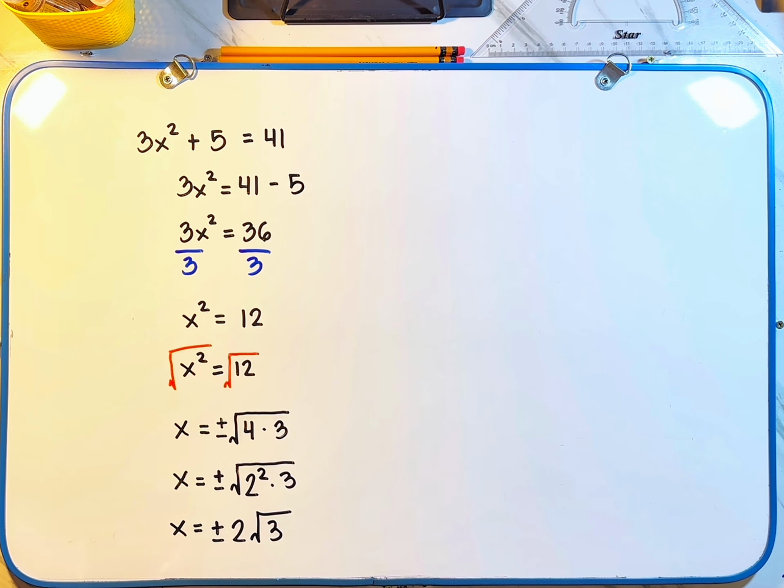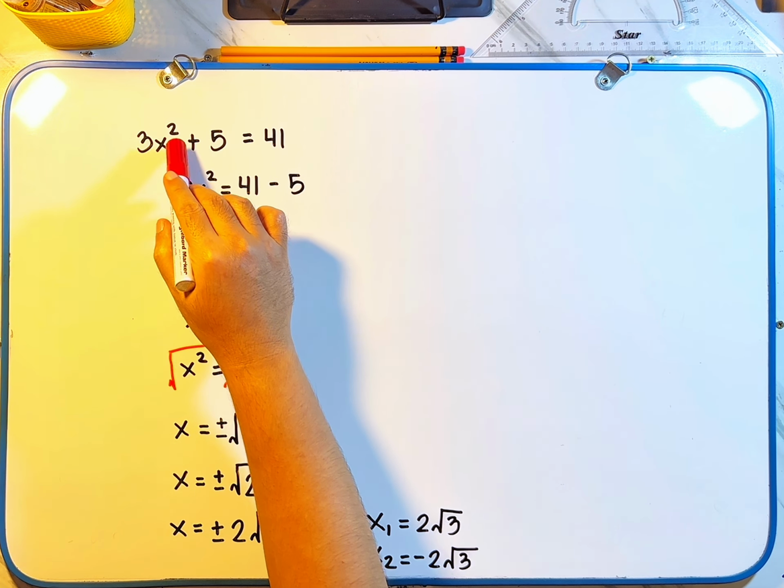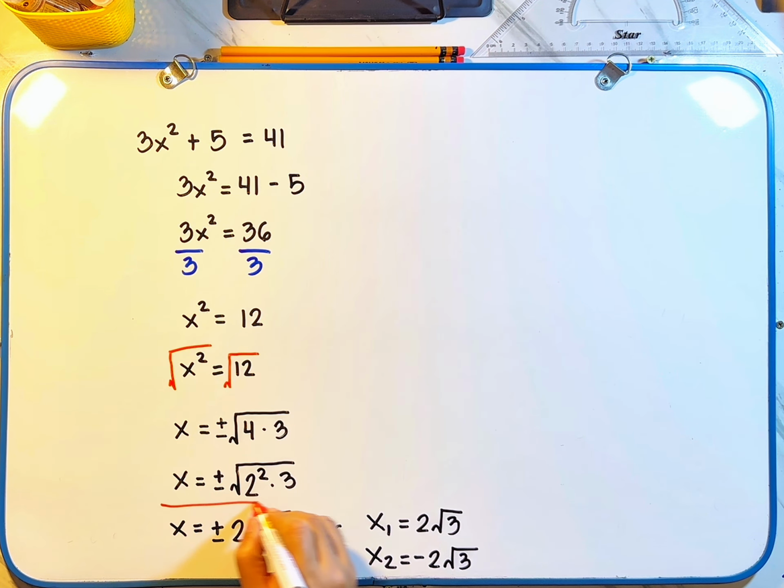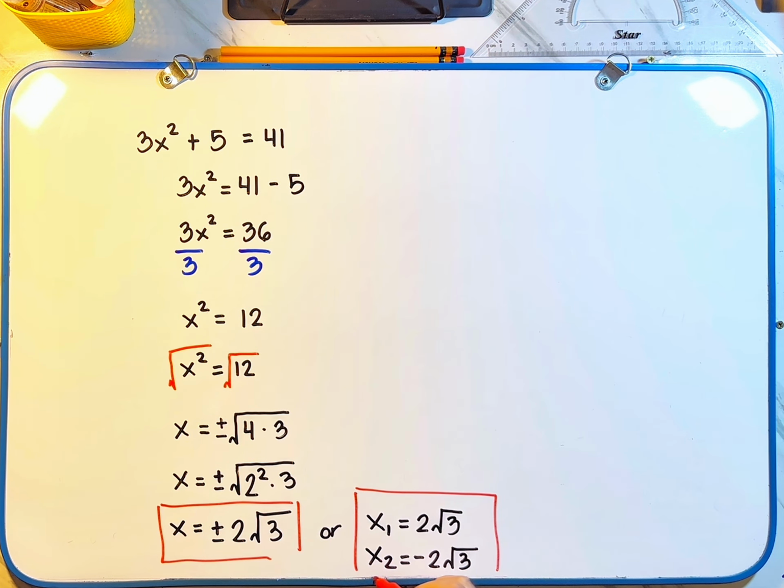So you can express your answer like this, or you can write x1 is equal to positive 2 square root of 3 and x2 is equal to negative 2 square root of 3. Don't forget we have two solutions here because our degree is 2. So either this one or this one.